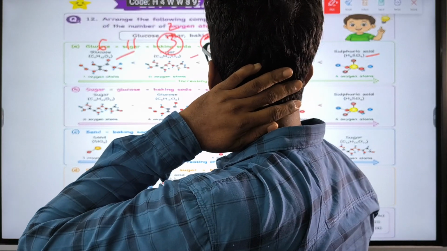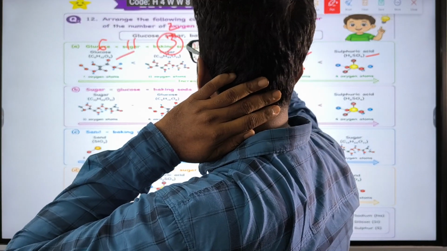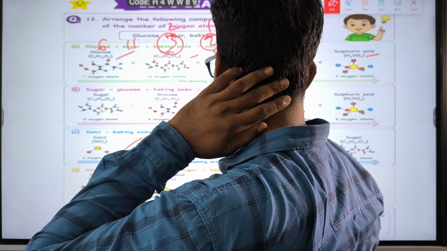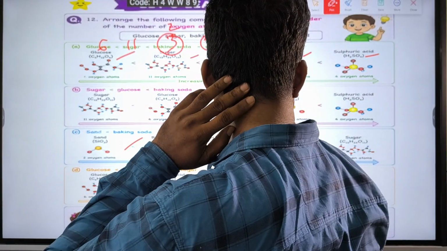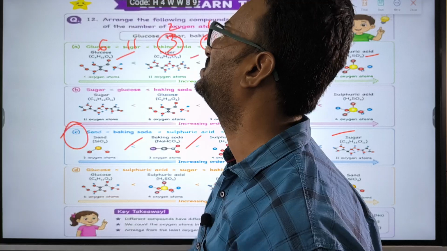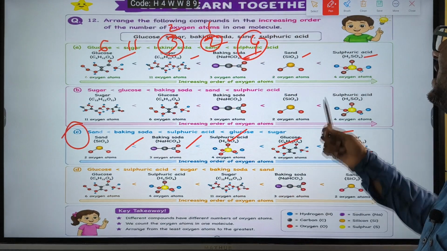Next, 4 is sulfuric acid, number 3, and glucose number 4 and sugar number 5. So the correct option is C. C is the right option. Likewise we have to answer.